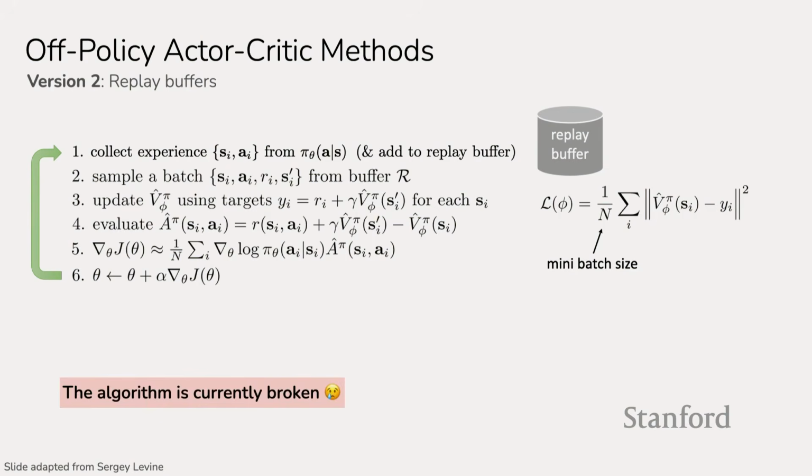Unfortunately, this algorithm right now is currently broken. It is broken in two different ways. The first way that it's broken is right here. Say that we're using bootstrapping to update our value function. Then our target would be the reward at the current time step plus our value estimate for the next state.